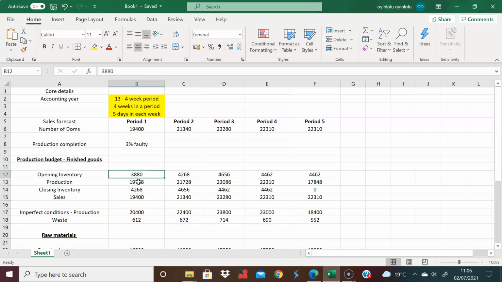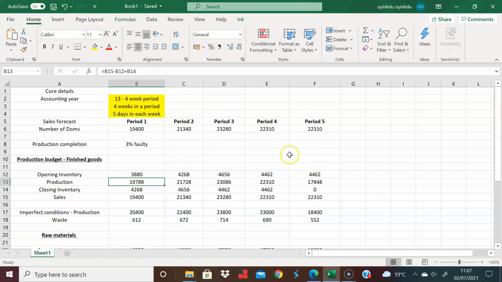So production is literally whatever it is I need to sell, minus what I have already, because I'm not producing that, plus what it is that we will need to cover for the next period. So that's how you get your production. I mean, there's a number of ways to think about it as well. That's a rational way of thinking about it.